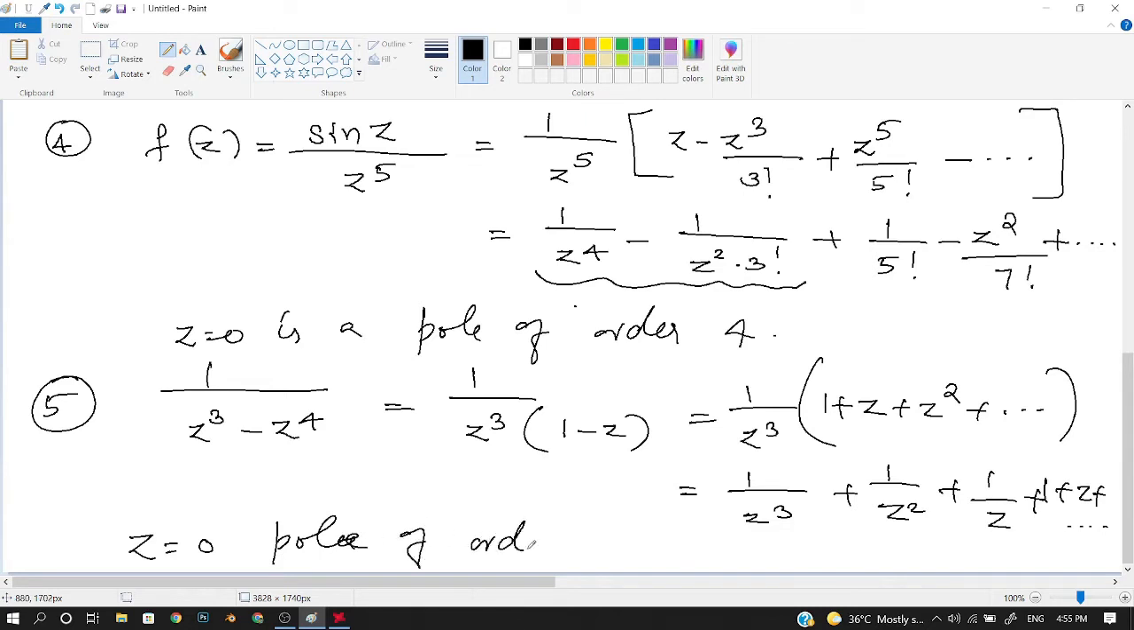Okay. Now here you can see that z equal to 0 is a pole of order 3 because the highest power of 1 by z is 3. That means the highest negative power. So here we have to consider the highest power of 1 by z minus z naught. Actually here we are considering the negative powers in the principal part. Okay, so z equal to 0 is a pole of order 3.